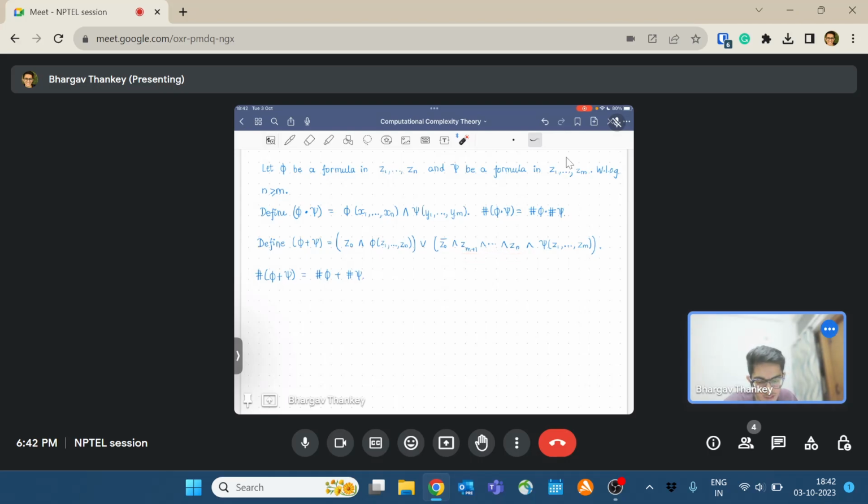So to construct a satisfying assignment for phi plus psi, we can do the following. Pick a satisfying assignment of phi and make z0 1. So that gives us this. Or pick a satisfying assignment of psi, make z0 0 and make all of these 1. And that gives us this. So the total number is the addition of the two. Is this fine?